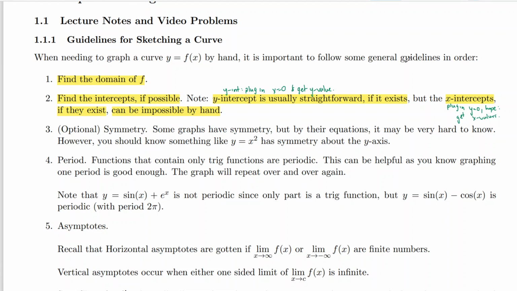All right. Number 3 is really optional because it's really hard to tell when you're looking at an equation, a function, just if it has symmetry. It's almost one of those things where after you graph it, you realize that you have symmetry. So I write optional for a reason. But symmetry can help you if your graph is symmetric about the y-axis. That means if you graph the left half, you can just use symmetry to graph the right half, and you don't have to do all the extra graphing parts.